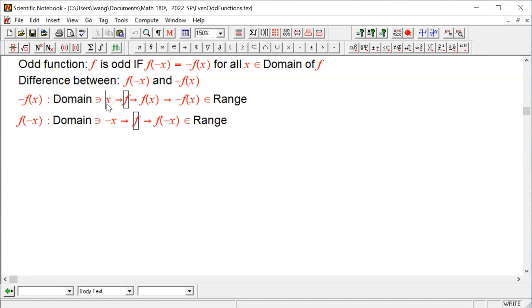And this x is the input for f. So we produce f of x. So this is already the output. And then we take the opposite of the output. So negative of f of x really means the opposite of the output. So this means the opposite of the input, and this is the opposite of the output. That's the difference, right?